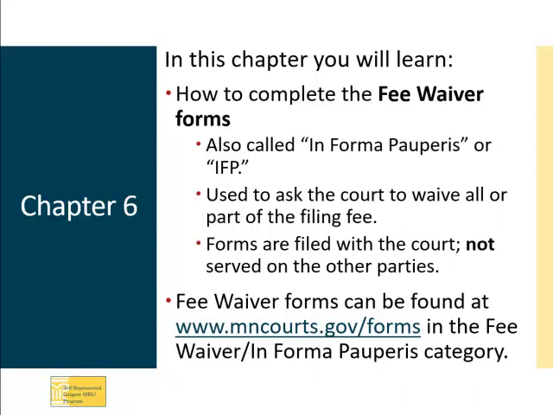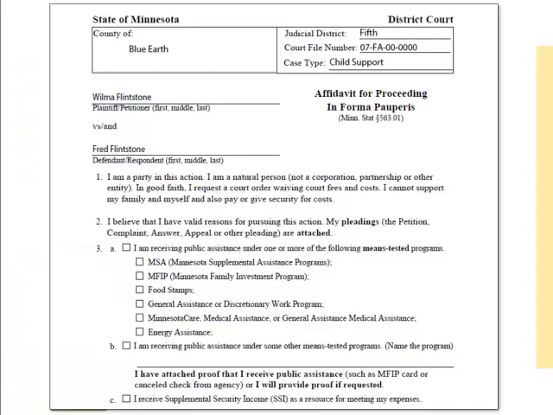www.mncourts.gov/forms in the Fee Waiver/In Forma Pauperis category. We will first go over filling out the affidavit for proceeding In Forma Pauperis. You should see IFP 102 on the bottom left-hand corner of the form. Fill out the caption of the form the same way you did on the motion to modify child support paperwork. You do not need to do anything for question 1 or 2.